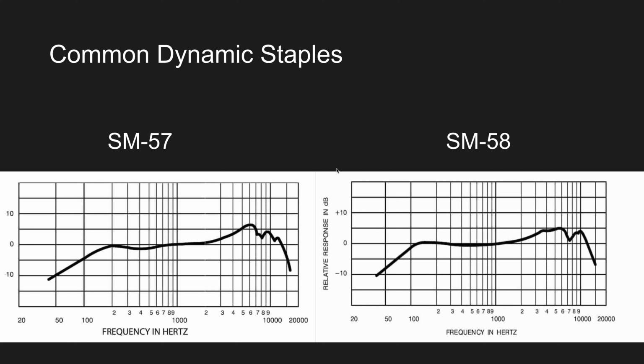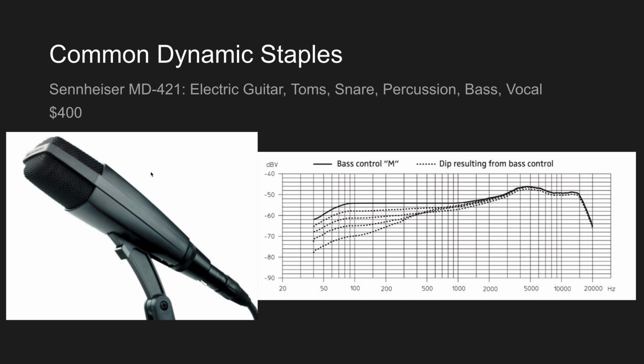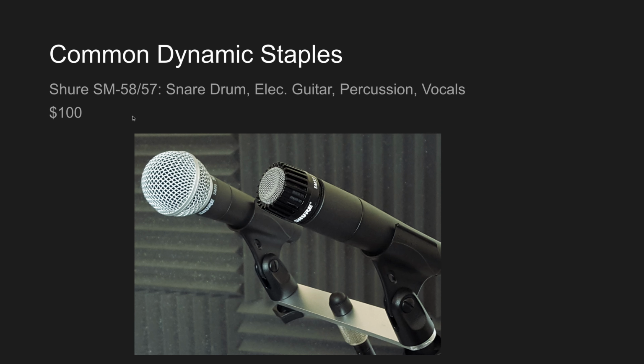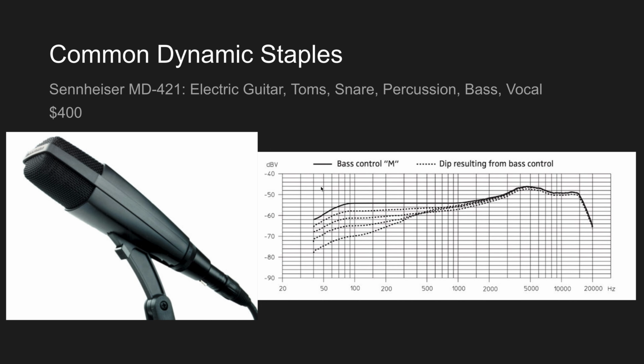All right. Next one, your Sennheiser MD421. I could talk a little bit about the companies too. So Shure is an American company, one of the first microphone companies. AKG, Sennheiser here is a German company. So the MD421 is great for electric guitars again, but is usually the go-to in recording applications for toms. It sounds great on snare drum, percussion, even bass guitar, vocal.